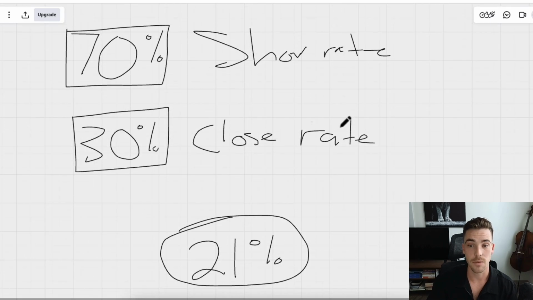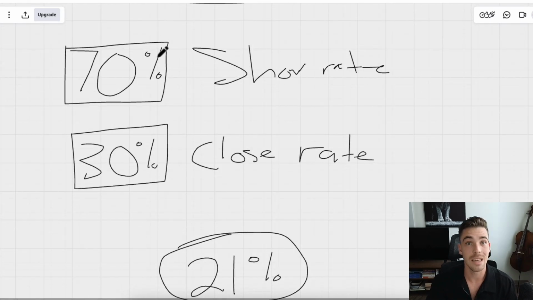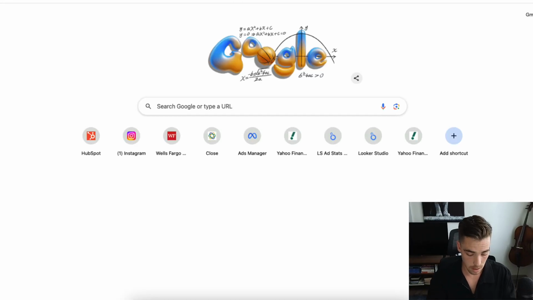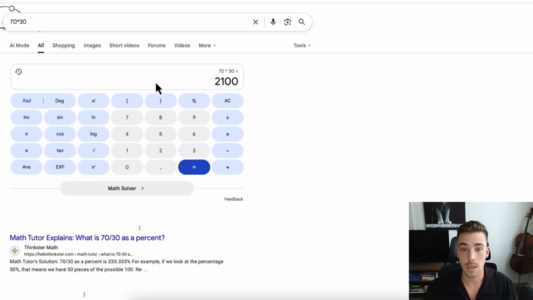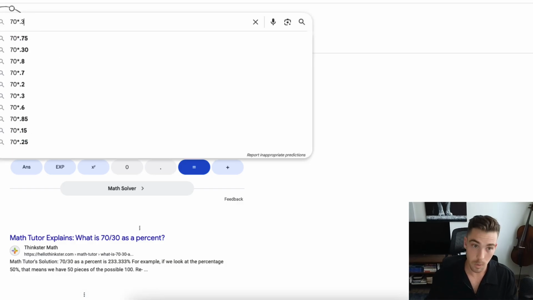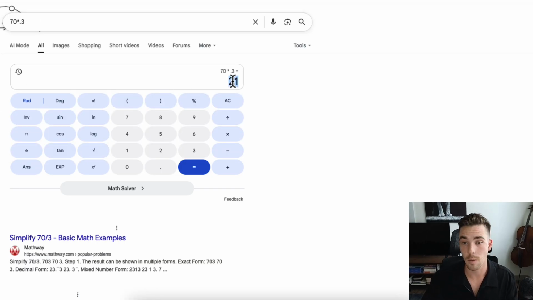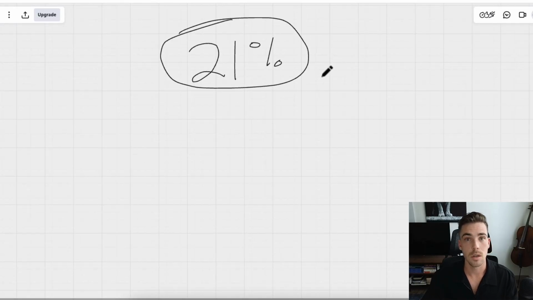Because if you have 100 calls booked, a 70% show rate means that 70 out of 100 show up. 30% of 70, let's see here, 70 times 0.3 equals 21. That means 21 out of 100 calls booked to closers should have closed.